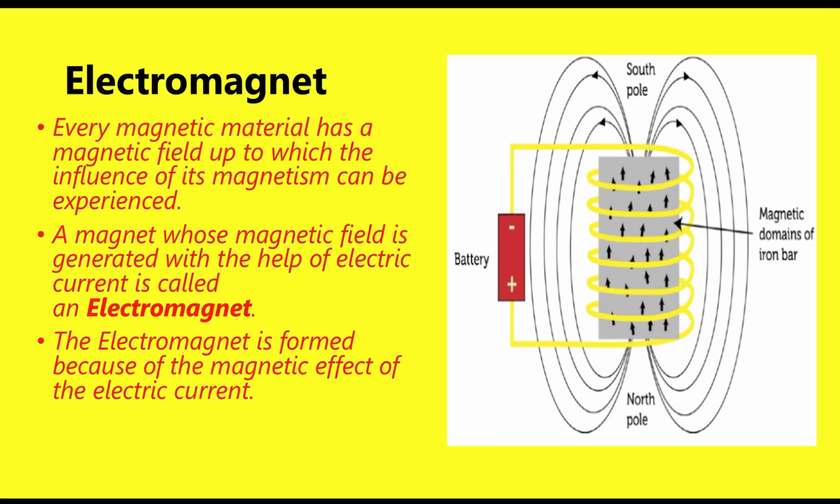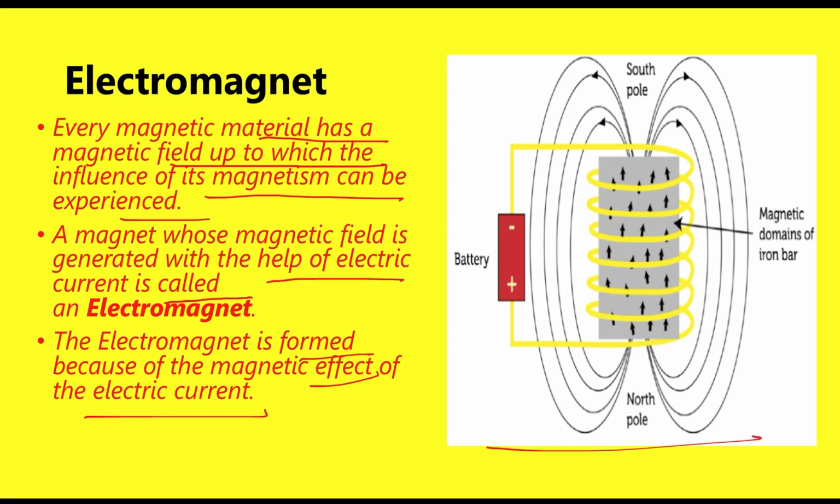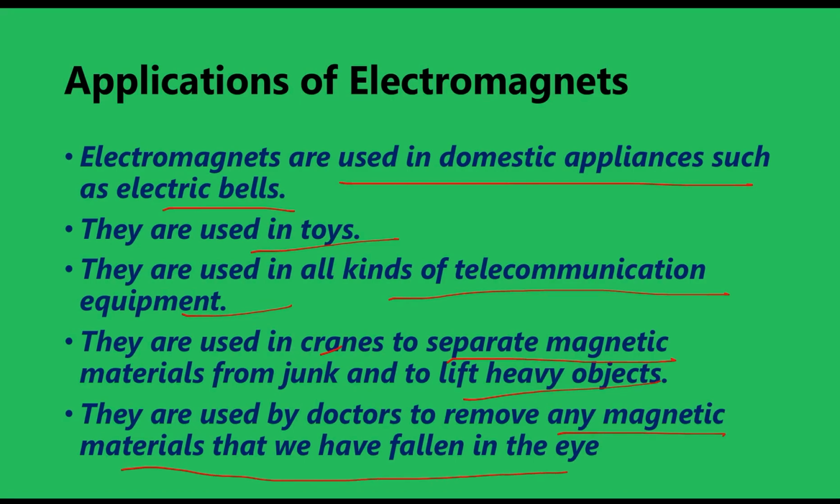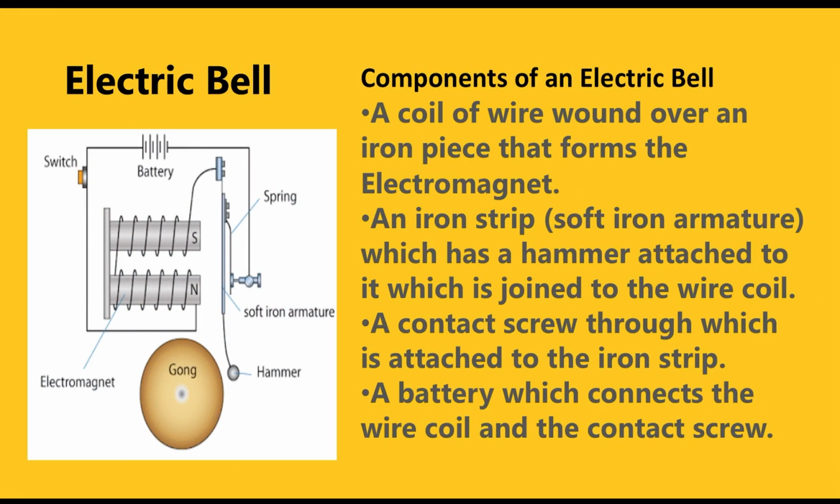Next is electromagnet. Every magnetic material has a magnetic field up to which the influence of magnetism can be experienced. A magnet whose magnetic field is generated with the help of electricity or electric current is known as an electromagnet. It is formed because of the magnetic effect of electric current. You can see this is the picture of a solenoid, and this is the magnet which is made with the help of electricity. Now applications of electromagnets: used in domestic appliances such as electric bulbs, used in toys, all kinds of telecommunication equipment, cranes to lift heavy objects, and by doctors to remove magnetic material that has fallen in the eye.